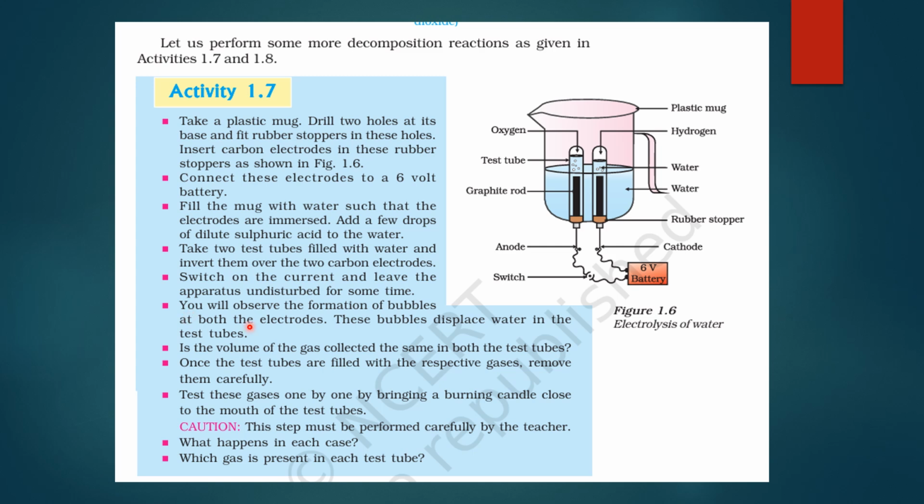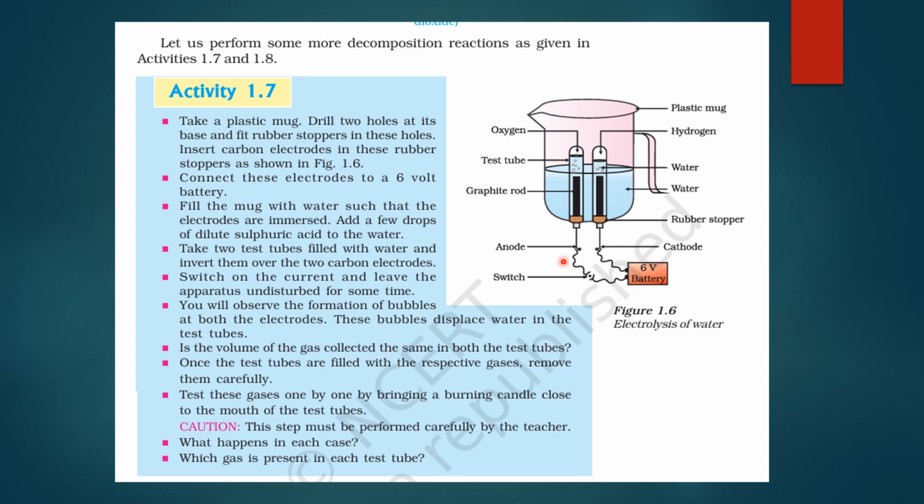So after some time, you will find there is a formation of bubbles at both the electrodes. यहाँ पे आपको कुछ bubbles नजर आएंगे, right? Now, these bubbles displace water in the test tubes. क्या होगा, पहले ये test tubes पूरी filled थी ऊपर तक. तो अब धीरे धीरे जैसे जैसे ये bubbles release होंगे, यहाँ पे top पे ये gases आती जाएंगी और वो water level हमारा down होता जाएगा इसमें. ठीक है?